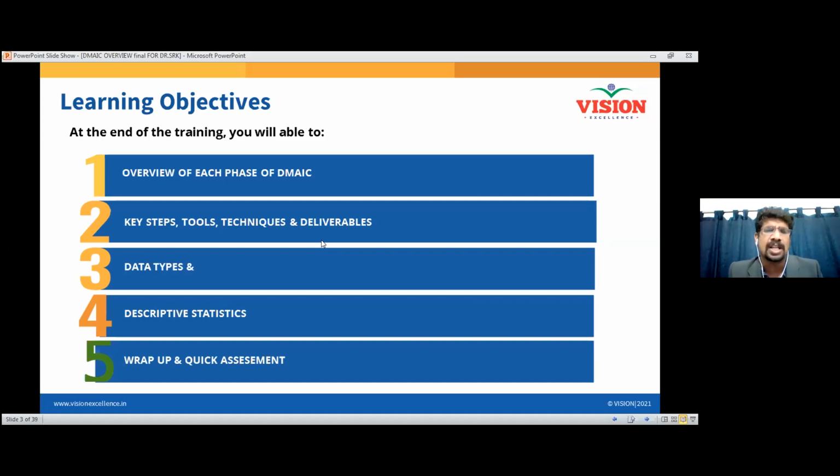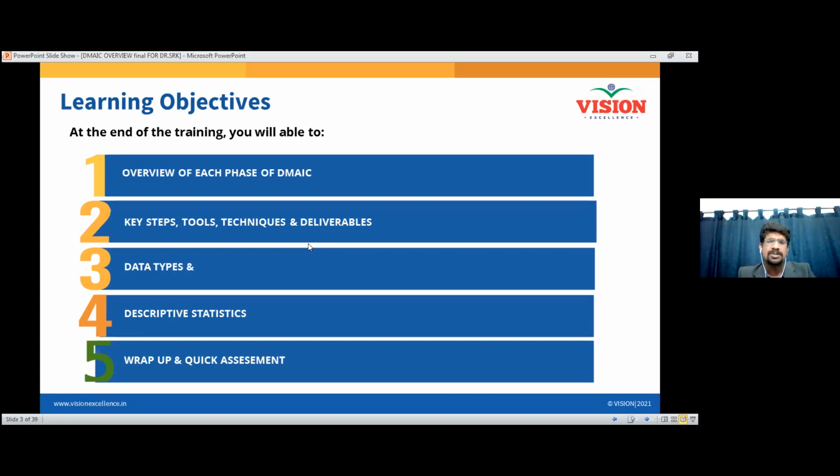Overview. What are the key takeaways? What are you going to learn? What are you going to get trained in each and every phase of the Lean Six Sigma process? That is DMAIC: define, measure, analyze, improve, and control, followed by the key steps. Each and every phase is composed of steps.